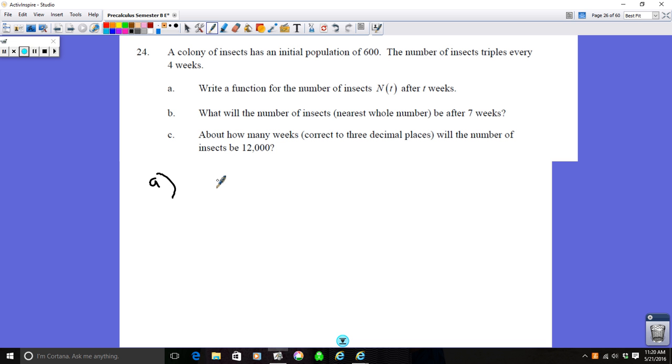The initial number of insects, so n of t, is 600. And then it triples, so the rate is tripling. So r is 3. Ignore that strange vertical line that sometimes shows up. And then a lot of people want to just put a t here, but it's tripling every 4 weeks, so it's really t divided by 4. So t over 4 is the number of 4-week periods they're going to have here.